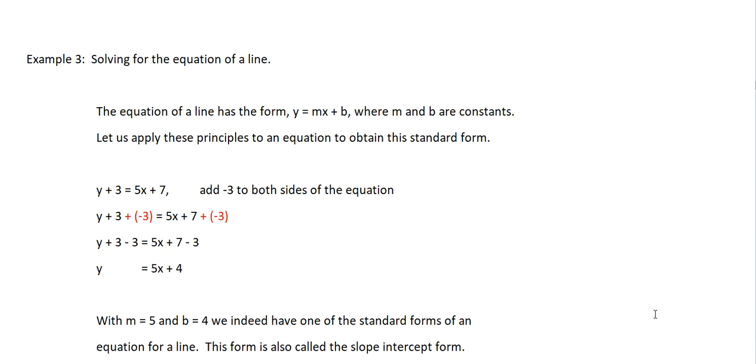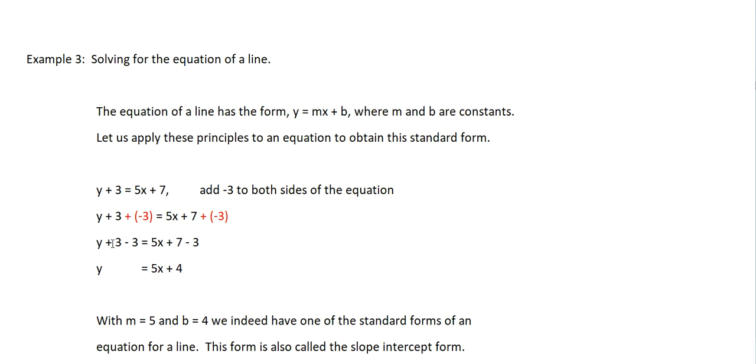We're going to solve the equation of a line. The equation of a line has the form y equals mx plus b, where m and b are constants. Let's apply the principles that we worked with before to obtain this standard form. So we have a relationship between the variables y and x: y plus 3 equals 5x plus 7. We're going to add a -3 to both sides of the equation, and in red here is where we're adding the -3.